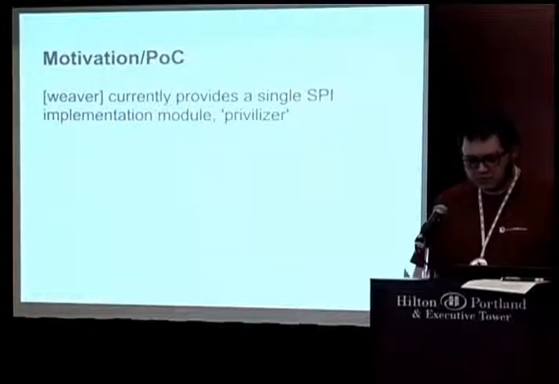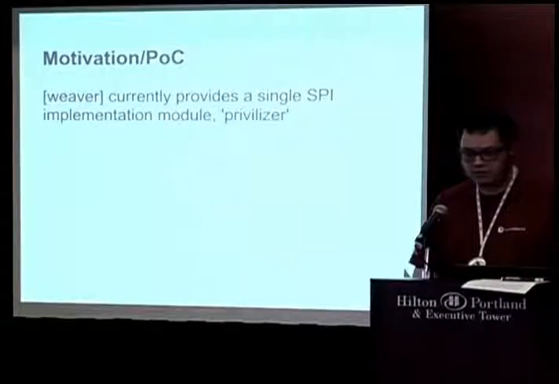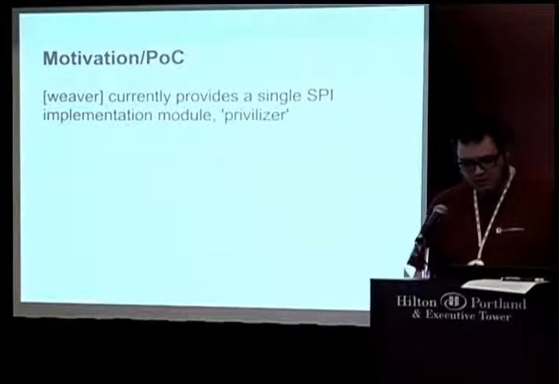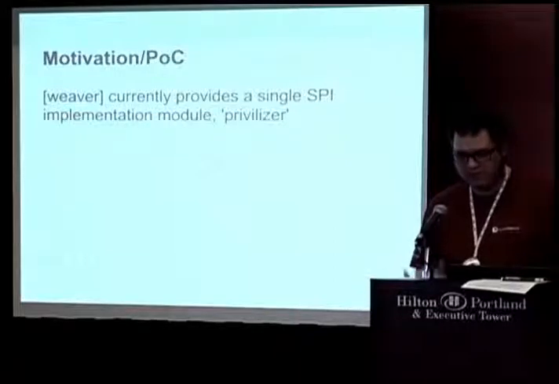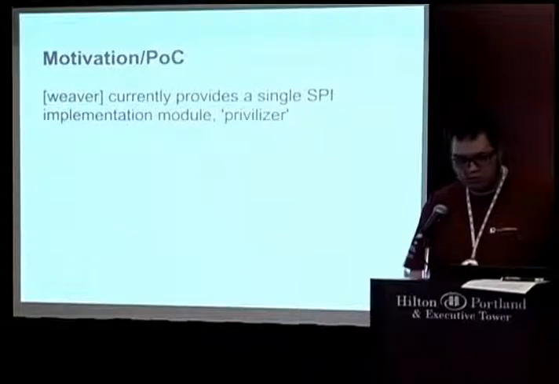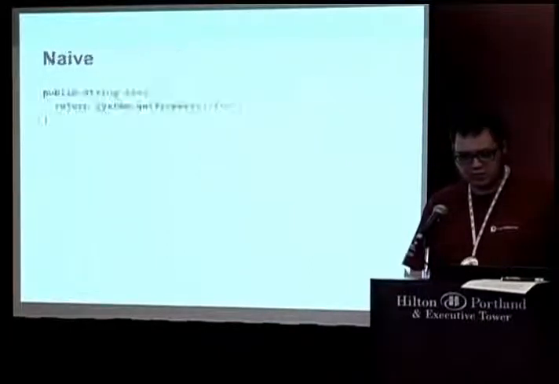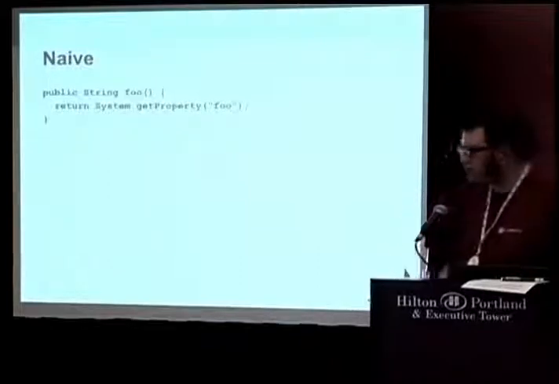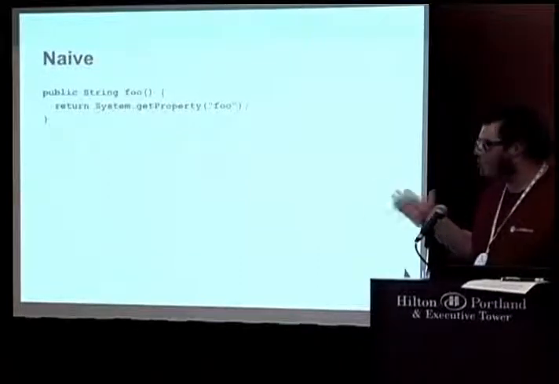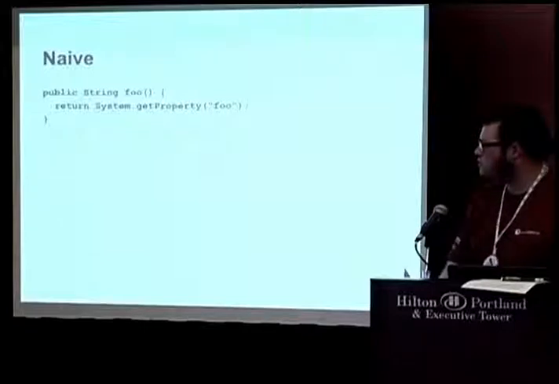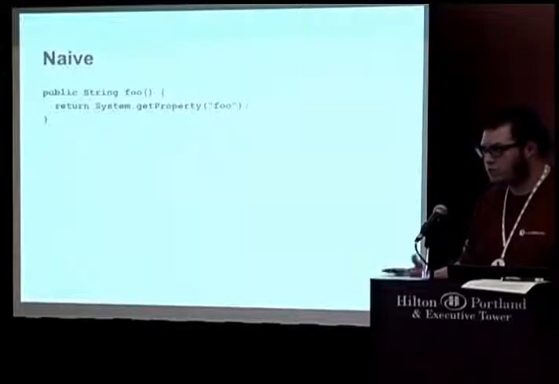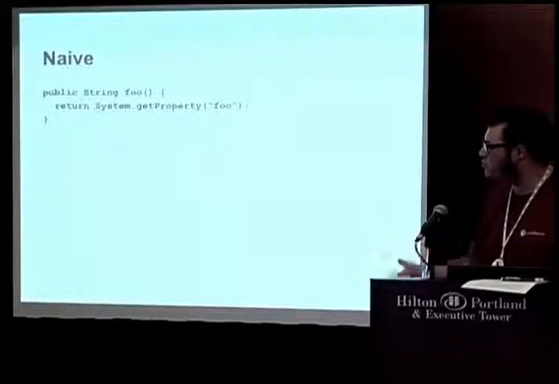The motivation for this actually came from the single implementation that we currently provide, which is under development, called the Privilizer. This was eventually abstracted out into a more broad bytecode weaving framework, more or less. But the original motivation had to do with Java Security Manager privileges. Here's the naive version of some code that requires some kind of privilege from the system, some sort of Security Manager privilege, in this case, reading a property.